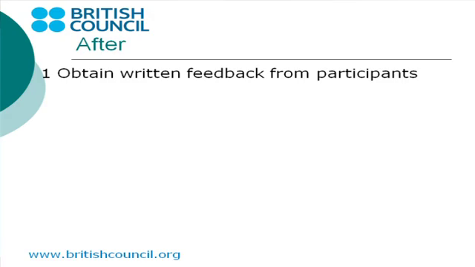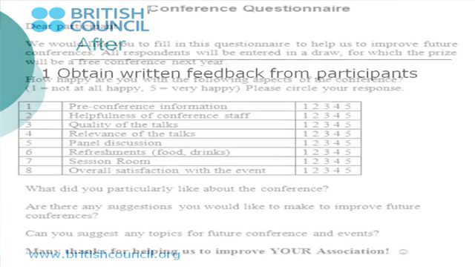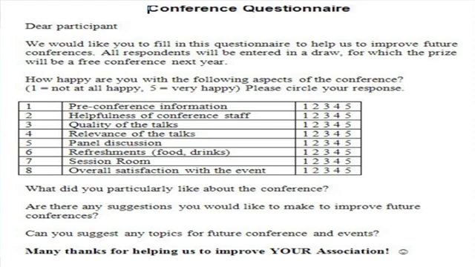Firstly, of course, and this is best done towards the end of the conference, obtain written feedback from participants. This can be a simple feedback form, and one of the ways of encouraging people to fill in the form is to say that all feedback forms, the names of people filling them in, will be entered in a prize draw, and the winner will receive something of great value, for example, a free conference for next year.